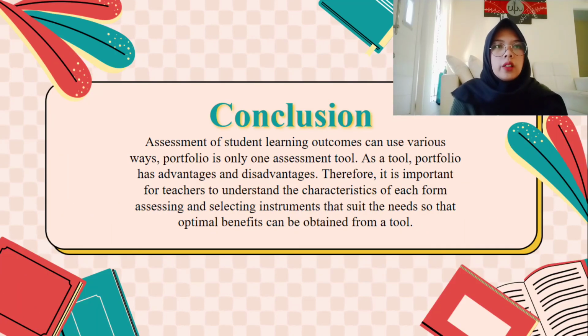Assessment of students' learning outcomes can use various ways. Portfolio is only one assessment tool. As a tool, portfolio has advantages and disadvantages. Therefore, it is important for teachers to understand the characteristics of each form, assessing and selecting instruments that suit the needs so that optimal benefits can be obtained from a tool.